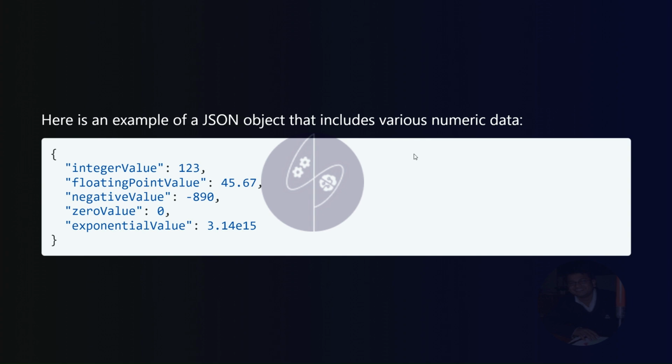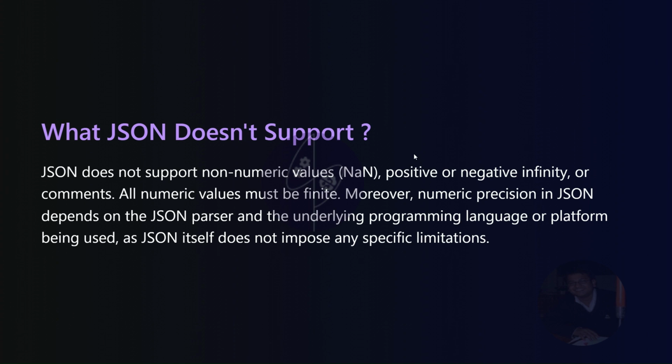Let's now discuss what things are not supported in JSON. JSON does not support non-numeric values, NaN, positive or negative infinity, or comments. All numeric values must be finite. Moreover, numeric precision in JSON depends on the JSON parser and the underlying programming language or platform being used, as JSON itself does not impose any specific limitations.